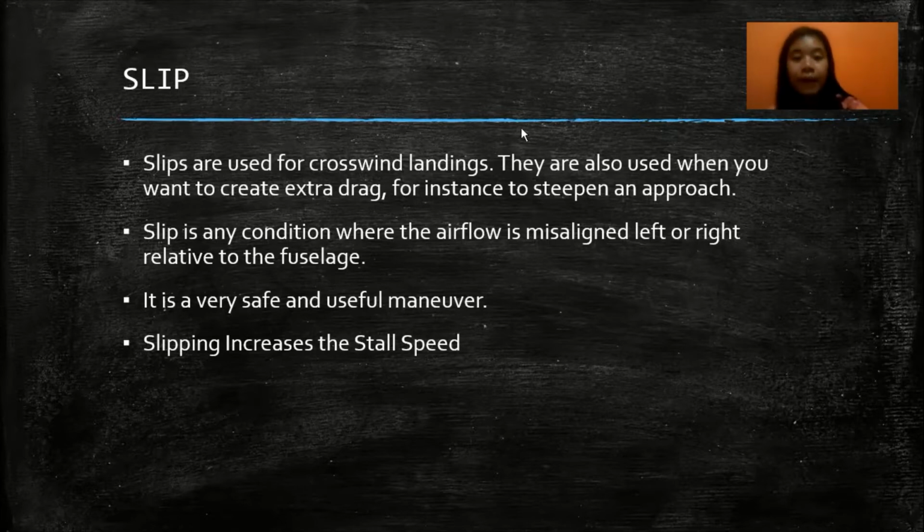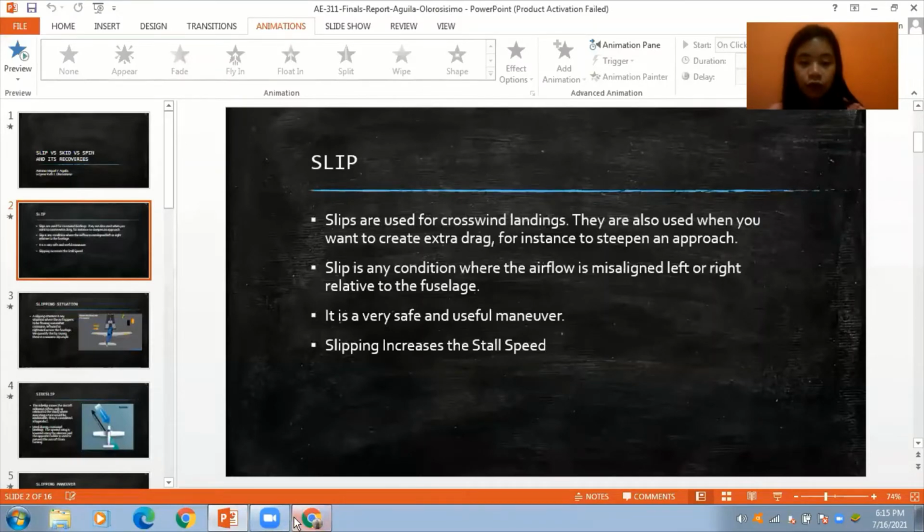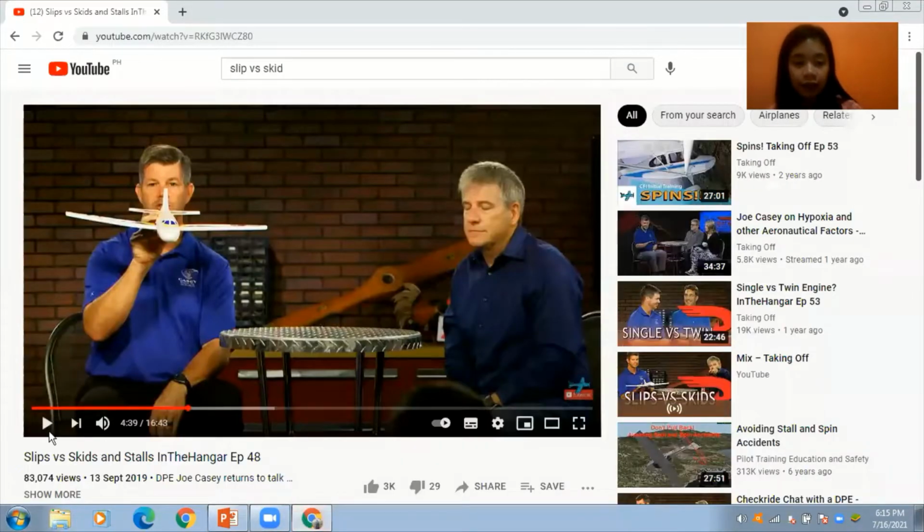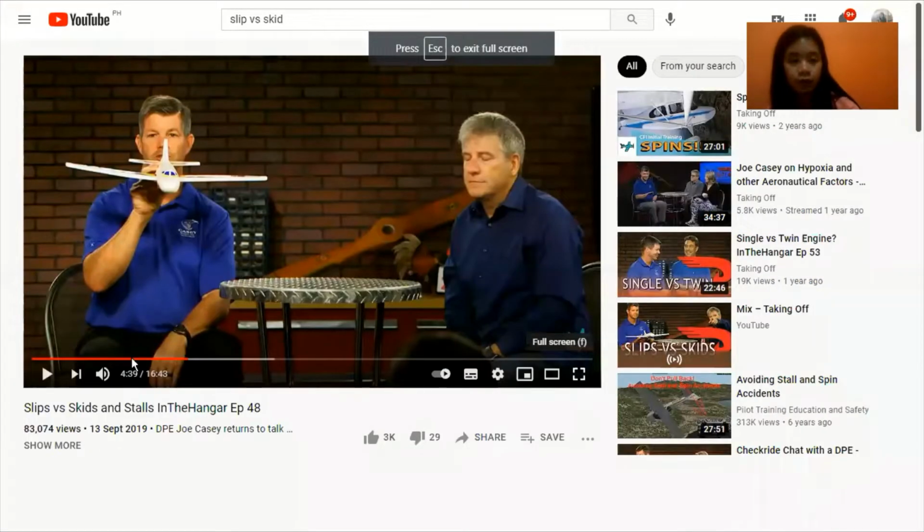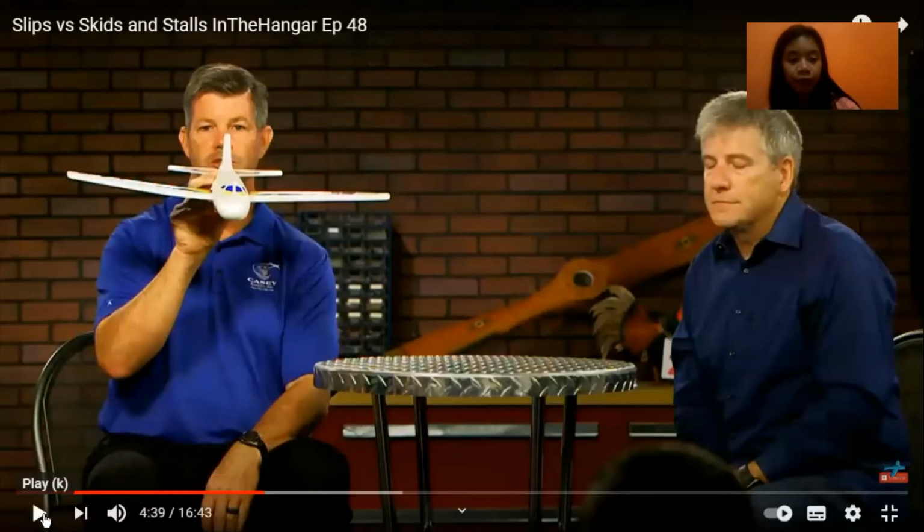So, para mapakita sa inyo kung ano yung itsura ng aircraft na nag-i-slip, may hinanda akong video. So, eto, panoorin na. Ito yung pag-slip ng aircraft. Panoorin nyo.